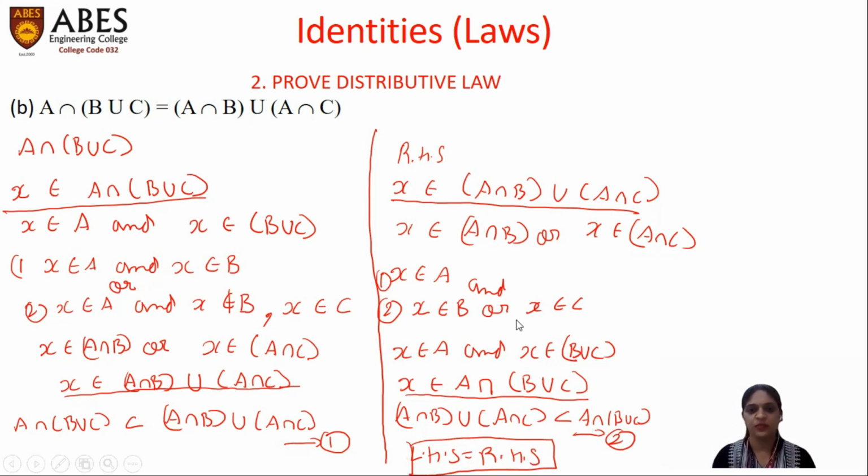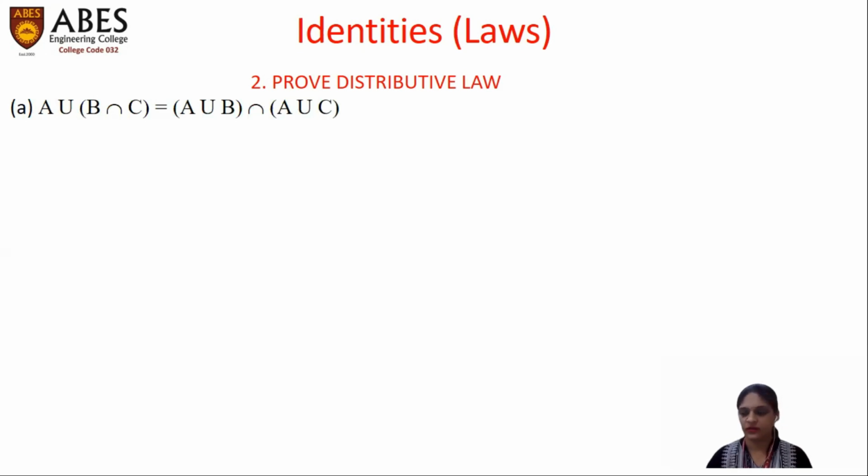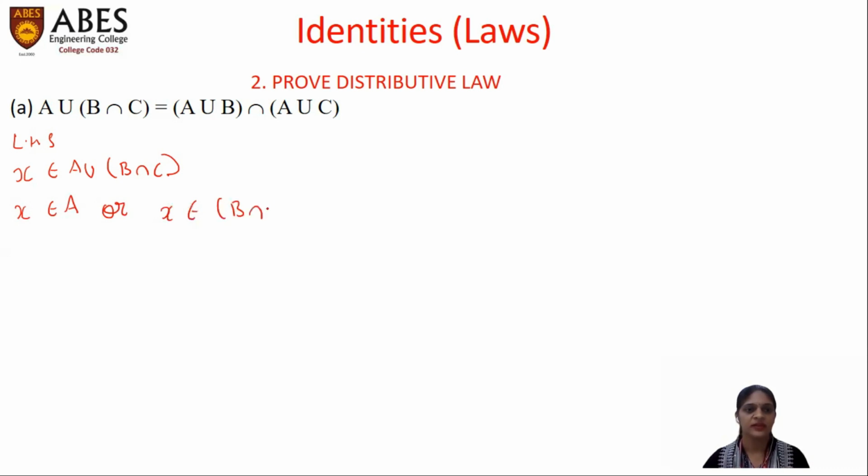Now we are moving towards the second property of the distributive law. Okay, this is the second property, that is A union B intersection C is equal to A union B intersection A union C. So again, we have to prove left hand side is equal to right hand side and right hand side is equal to left hand side. For this, let's take the left hand side and let X be any arbitrary element which belongs to A union B intersection C. So we can write this as X belongs to A, or X belongs to B intersection C.